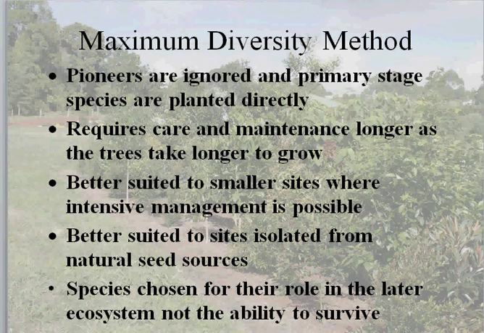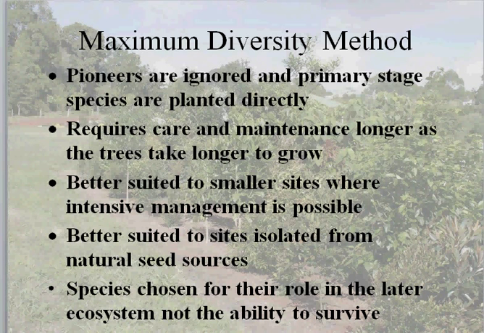In this method, pioneers or early successional stage species are ignored, and the primary stage species are planted directly. So the K-selected species are planted directly into the ground. What that means is that you don't have to wait for these species to disperse into the restoration area. They are already there. But the problem with this particular method is that it requires greater care and maintenance, because these K-selected species don't have the capacity that the R-selected species have to utilize all the resources which are available in this open restoration area. So maintenance is much longer, and trees will take much longer to grow.